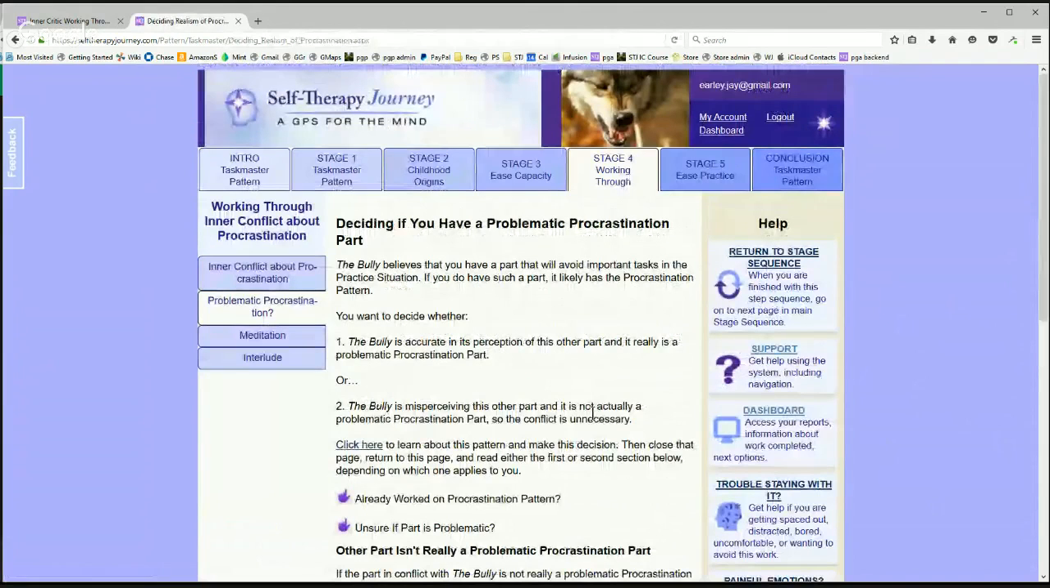And then in the next step, you want to check to see if the procrastinating problem, the taskmaster is fighting against what it sees as procrastination. But it's possible that you really are procrastinating and you really need to work on that, or it's possible, here's the two possibilities. The bully, which is the inner critic, is accurate in its perception of the other part and really is a problematic procrastination part, or the bully's misperceiving that other part. It's not actually a problematic part, so the conflict isn't really necessary.